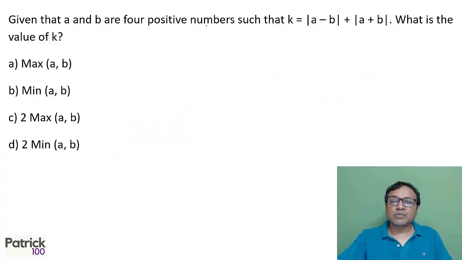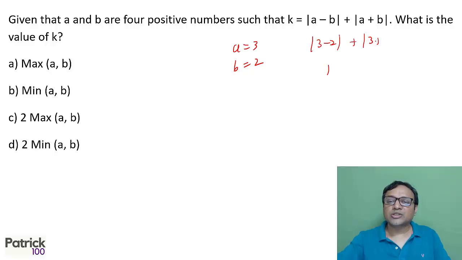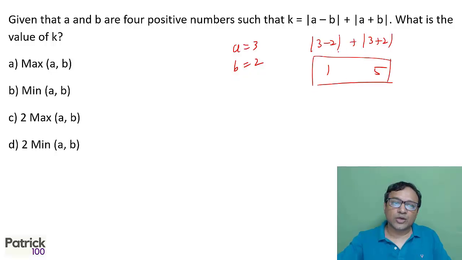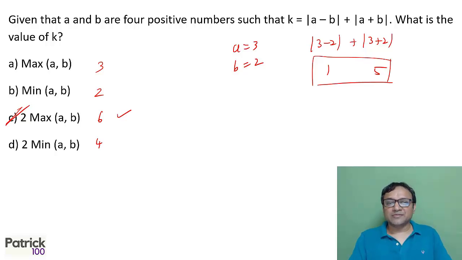A and B are positive numbers. Normally when you have variables, just substitute values. Let's say A is 3 and B is 2. What do you get? 3 minus 2 is 1, 3 plus 2 is 5, so you get a total of 6. Maximum of 3 and 2 is 3, not this. Minimum of 3 and 2 is 2, not this. Twice the maximum of 3 and 2 is 6, yes. Twice the minimum of 3 and 2 is 4, no. So the answer has to be C option, the only option that gives you 6. Here just substitute a value, you will get the answer quickly. So 6 will be the answer.